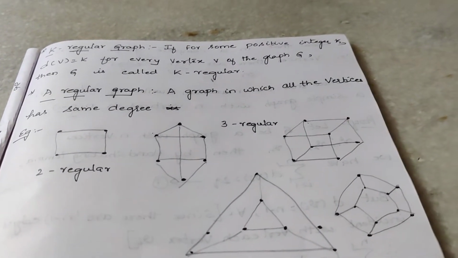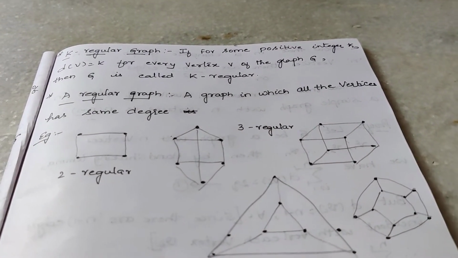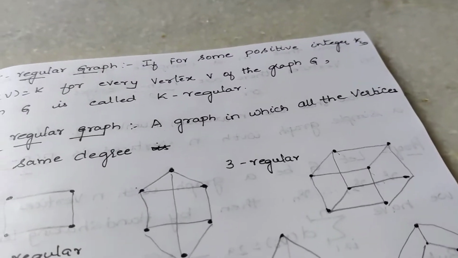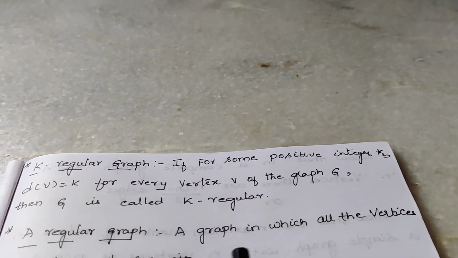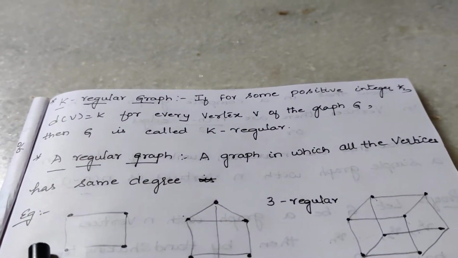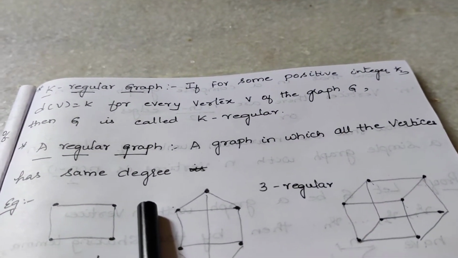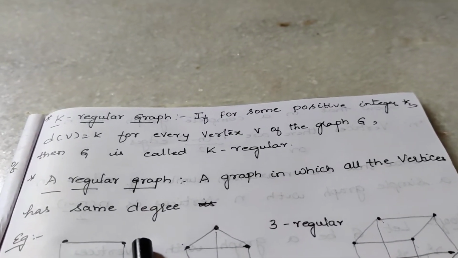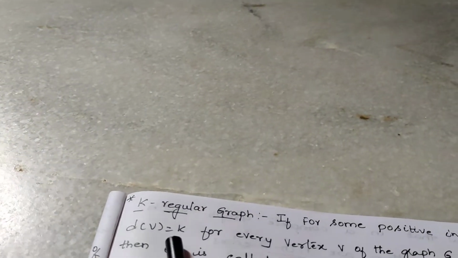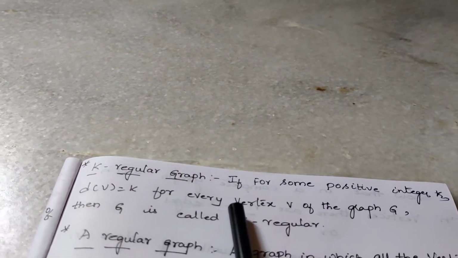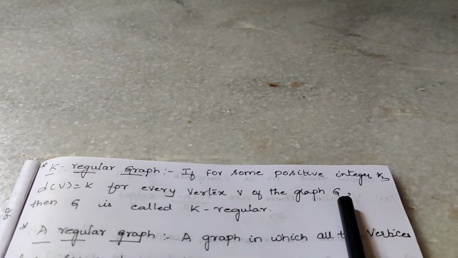Now in this video we'll see the meaning of a regular graph and a k-regular graph. So first we'll see a regular graph. A graph in which all the vertices have the same degree is called a regular graph. If for some positive integer k, the degree of v is equal to k for every vertex v of the graph G, then G is called k-regular.